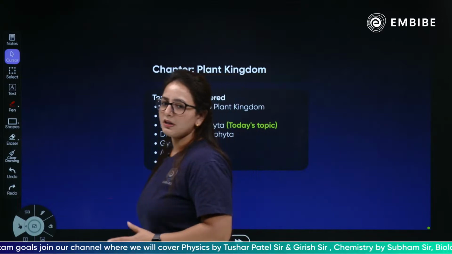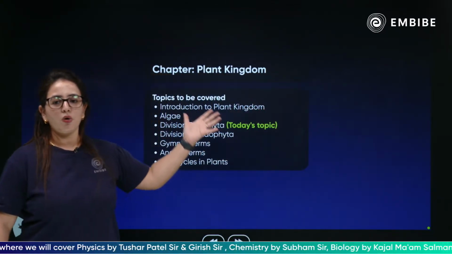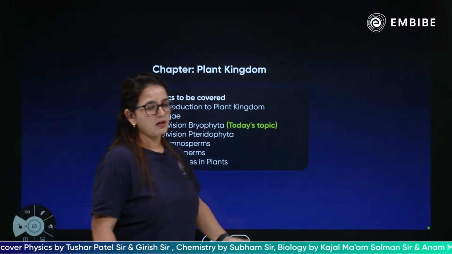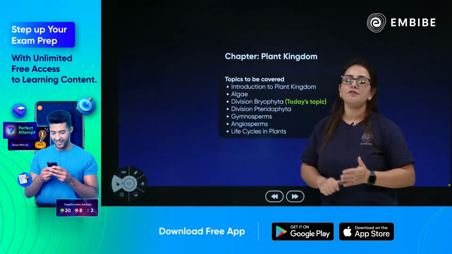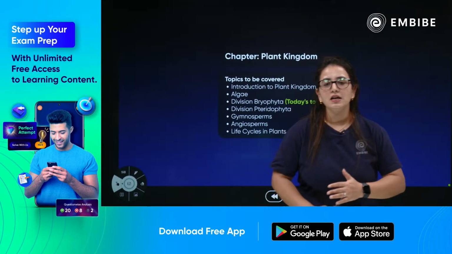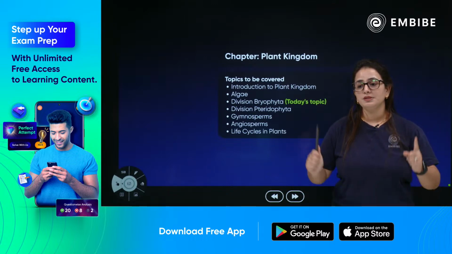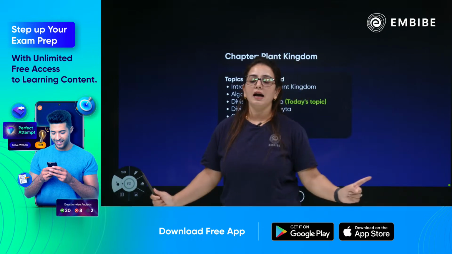So children, in the chapter plant kingdom, these are the topics which would be present in this particular chapter, beginning with the algae, which we have already done. Now we are moving to the division bryophytes, and after that we are going to discuss the division pteridophytes. We are going to discuss the gymnosperms, angiosperms, and the life cycles of all the members of the plant kingdom in detail.